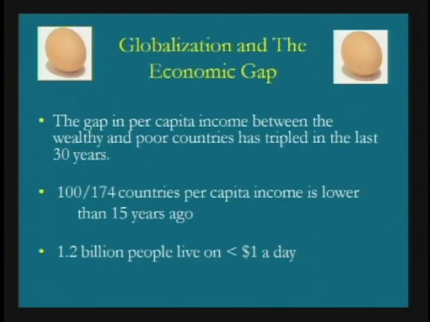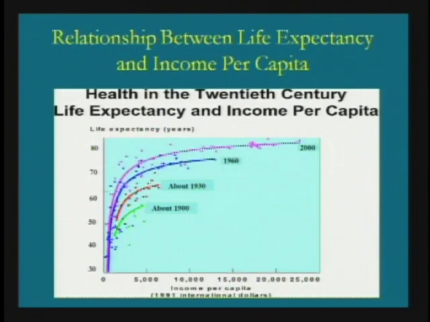First, as far as the economic gap, you would think with all this amazing trade and globalization that the gap in per capita income is improving. Well, we are getting wealthier as a world, but actually, if you look at the most wealthy, and just like in this country, we're getting a higher polarization, and that actually 100 out of 174 countries per capita income is lower than it was 15 years ago. And as Jeff Sachs has really burned into everyone's head, 1.2 billion people live on less than $1 a day.